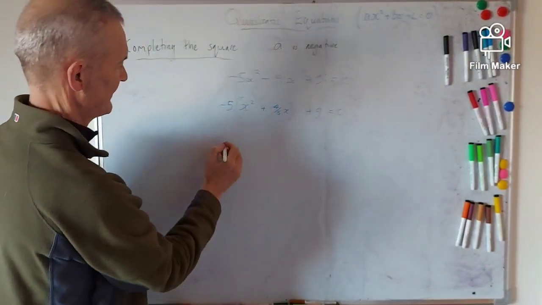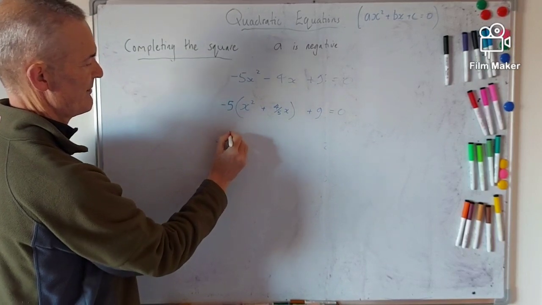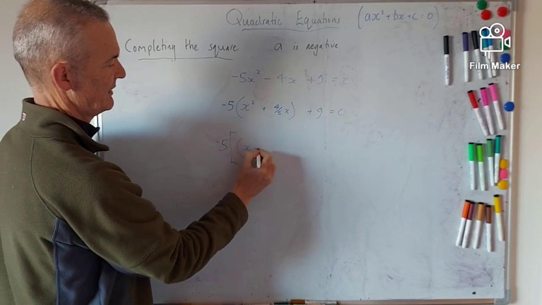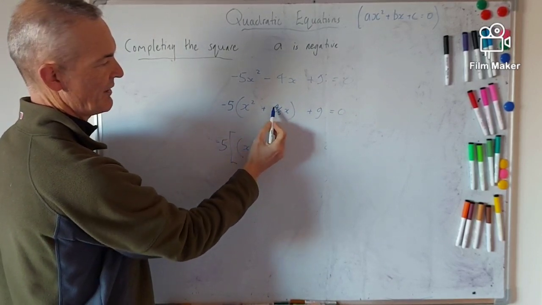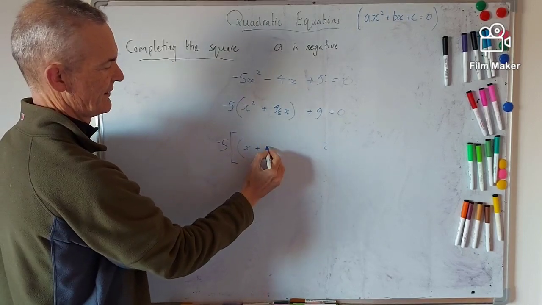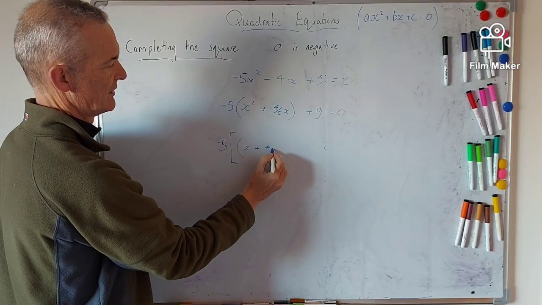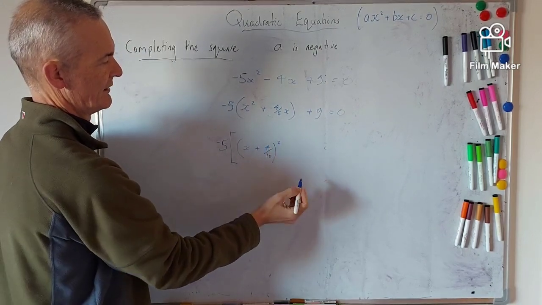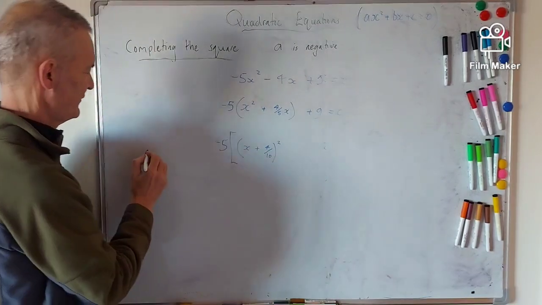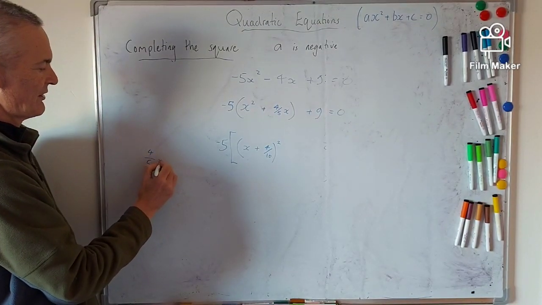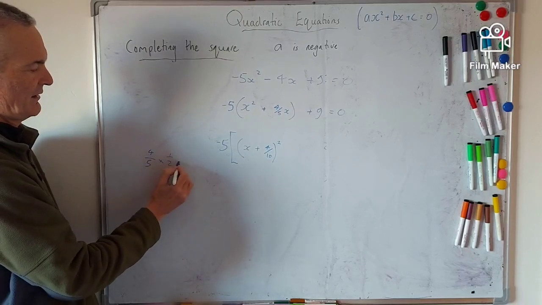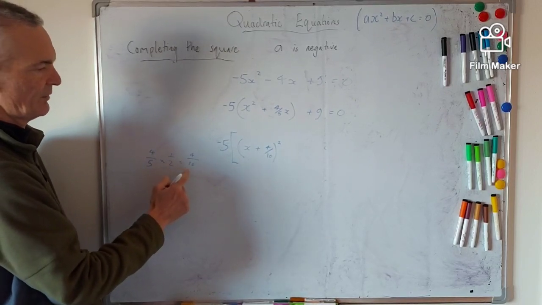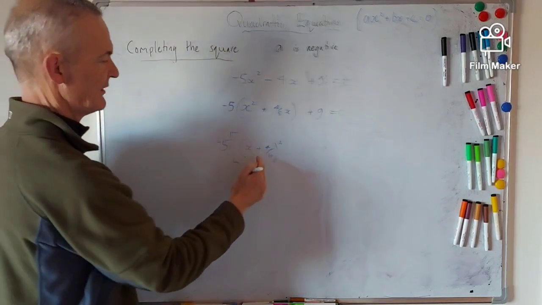So let's do that. So -5, and remember, big bracket, then the inner bracket. So we're going to have x plus, and we're halving this, so 4 over 10, squared. Halving it is just like timesing it by a half. So multiply across the top 4, across the bottom 10. So 4 over 10 is what you're going to get there. Okay, so that's that bit.